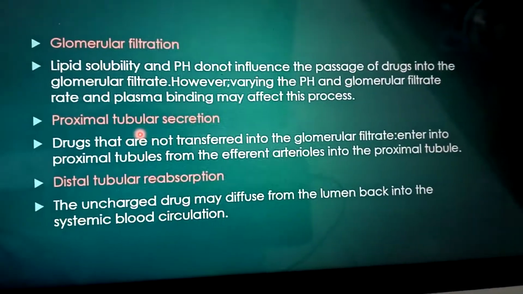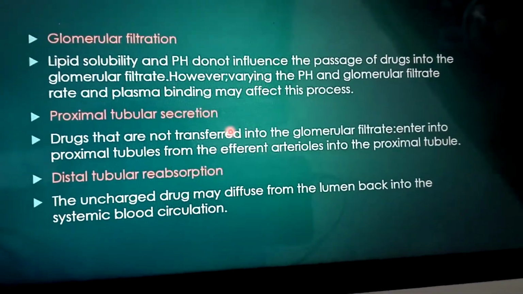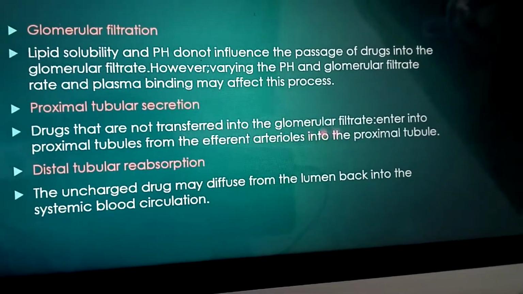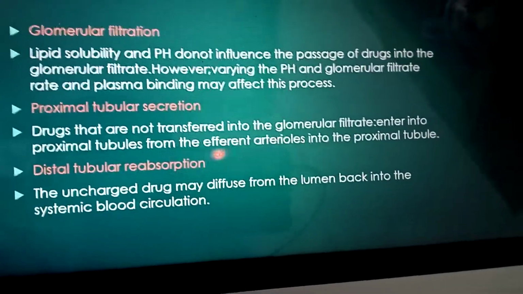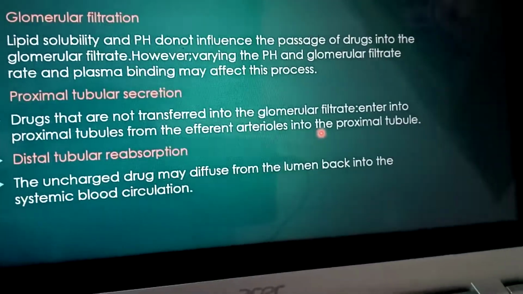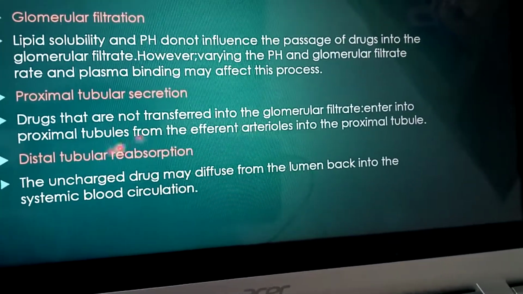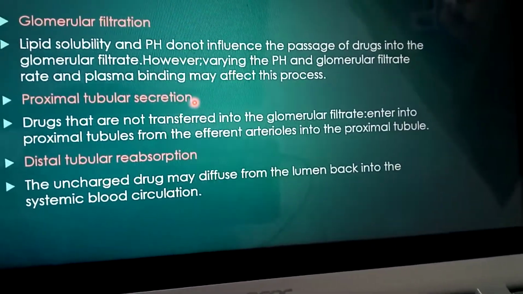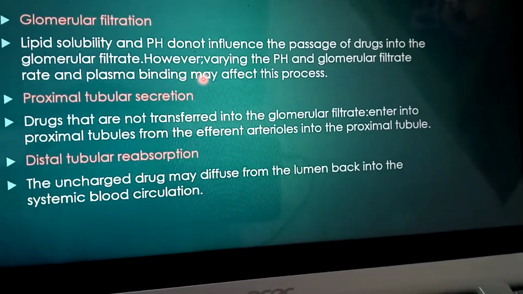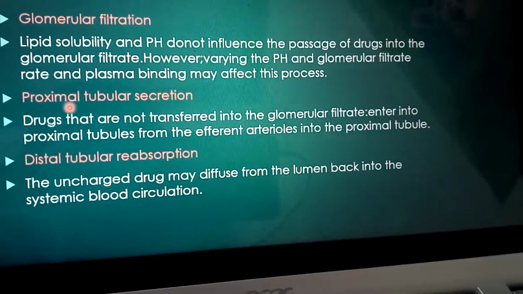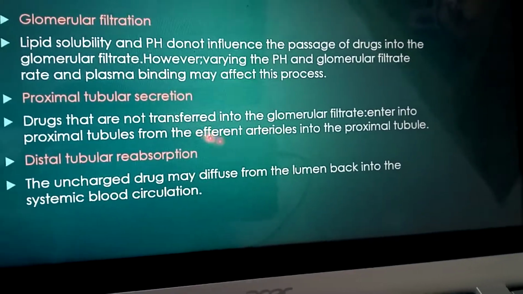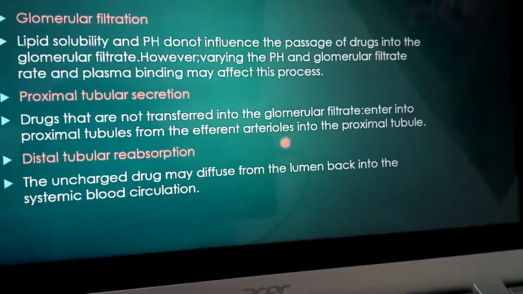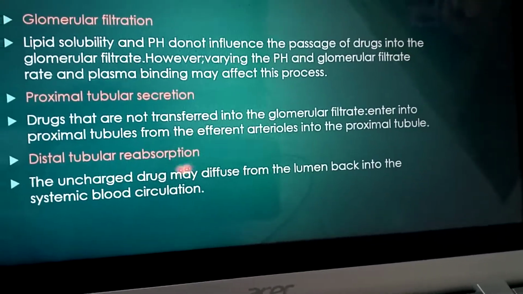Next is proximal tubular secretion. Drugs that are not transferred into the glomerular filtrate enter into the proximal tubules from the efferent arteriole. So the second process tells us that if the drug fails to pass through the glomerulus, then it will enter from the efferent arteriole into the proximal convoluted tubule and then will get eliminated in the urine.